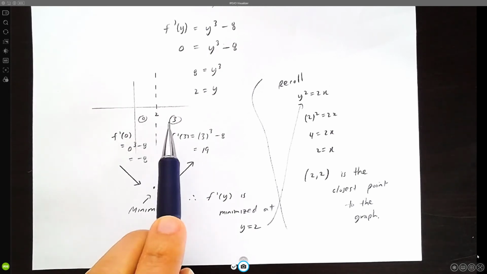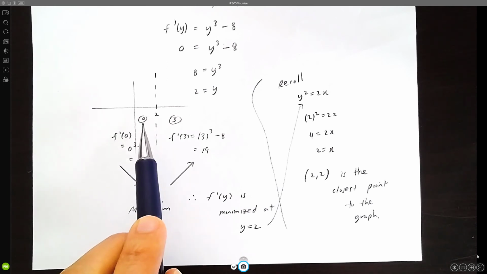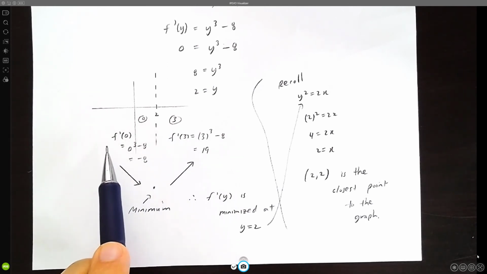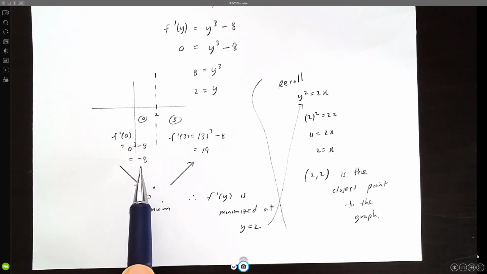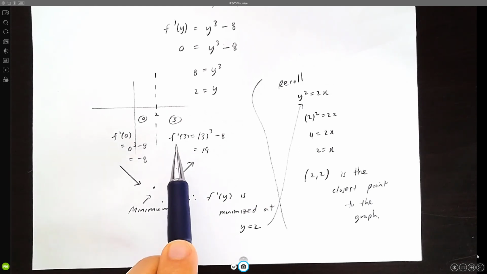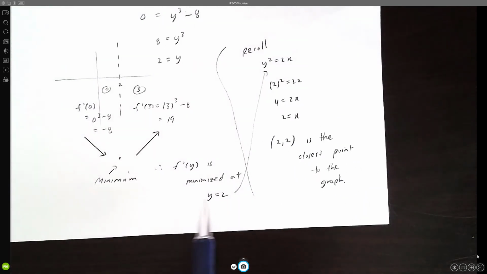You set up your boundaries. If you really want to test it out, you can plug in some test points. So to the left, we're going to plug in 0. To the right, we're going to plug in 3. F prime of 0 is going to be 0 cubed minus 8, which is negative 8. It's going to be downhill, decreasing. And then you plug in the value into the derivative formula. It's increasing, and clearly this is a minimum. So what we can say is that f prime of y is minimized at y equals 2.